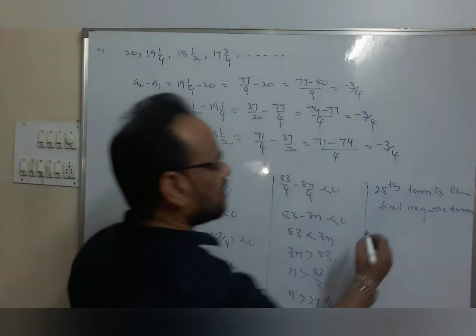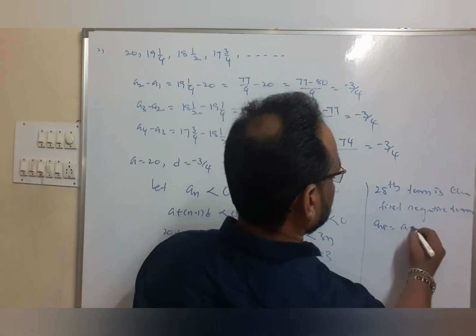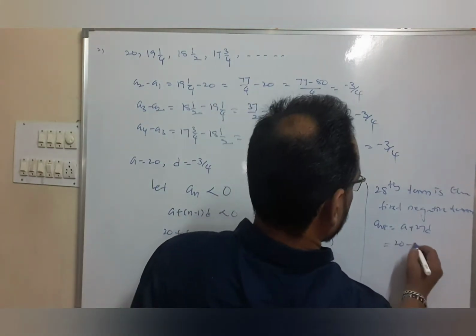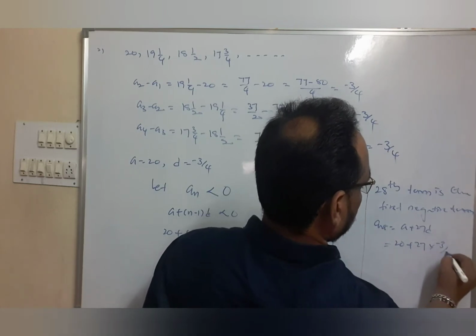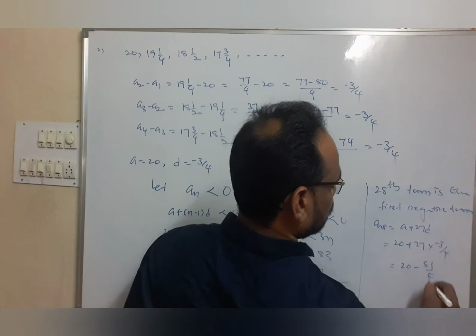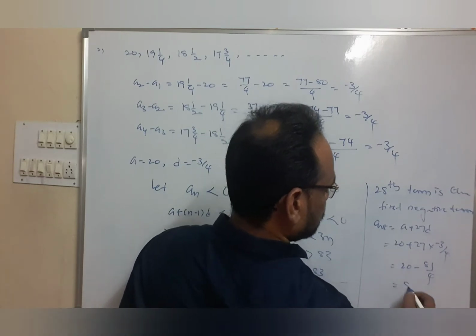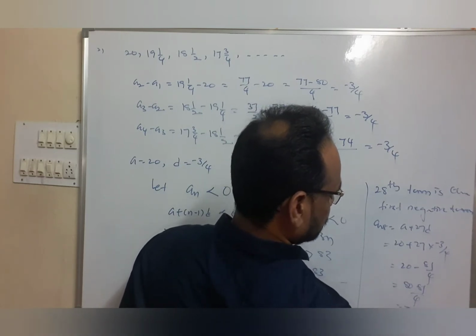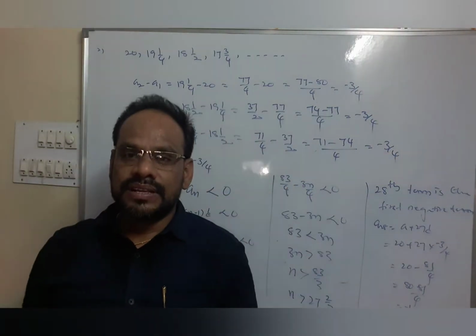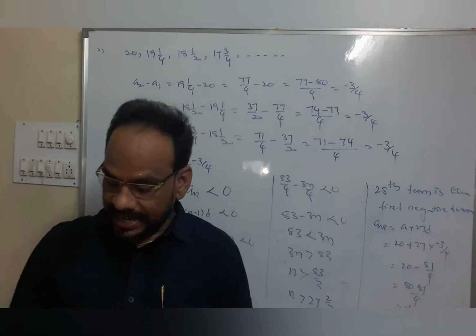That is A28. A28 is equal to a plus 27d. A value here is 20 plus 27 times minus 3/4, that is equal to 20 minus 81/4, that is 4 twenties are 80 minus 81 by 4, that is equal to minus 1/4. That is the first negative term. That is the second example.